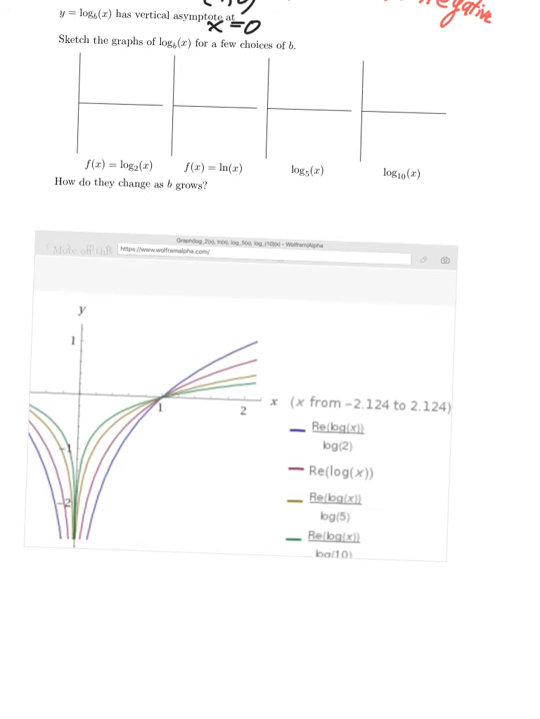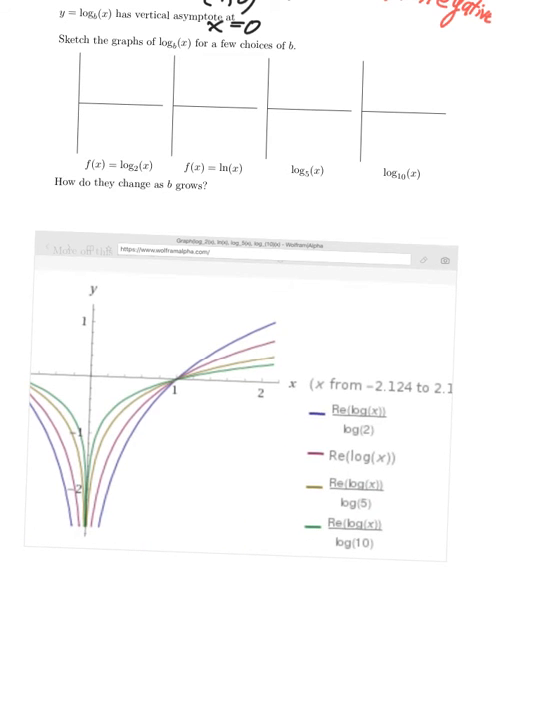Wolfram Alpha is perfectly happy to take the real part. So it will tell you something slightly wrong. It makes it look like the domain is bigger than it is because it believes that the log of a negative will just be something complex. But let's take a look at the graphs. Oh, I can even trace these.